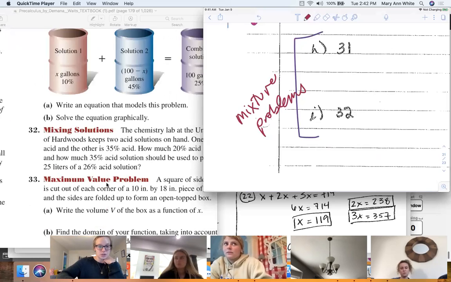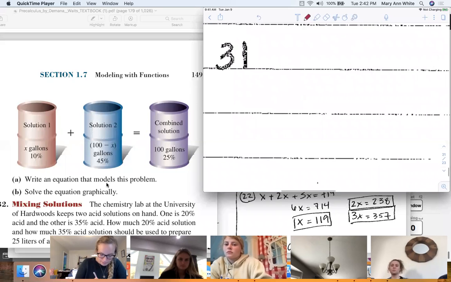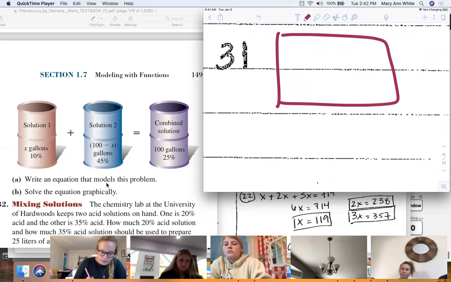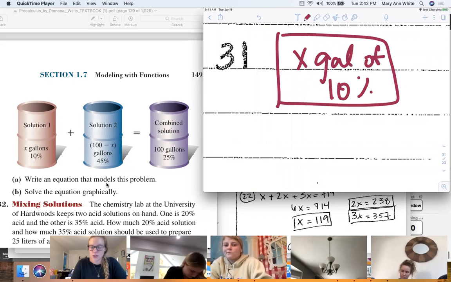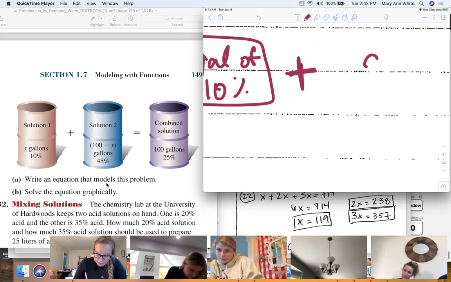Now it gave us a picture, so we're going to use that picture. And honestly, if it doesn't give us a picture, we're going to draw one like this every single time. What it has is like 3 cups. Solution 1 is made up of 10% solution, and we don't know how much is in it, so we say it's X gallons of 10% solution. There's no reason that 10's on the bottom. If you can write it all in one line, great. I just don't have room for that. We're adding that to a certain amount of gallons of the 45% solution.